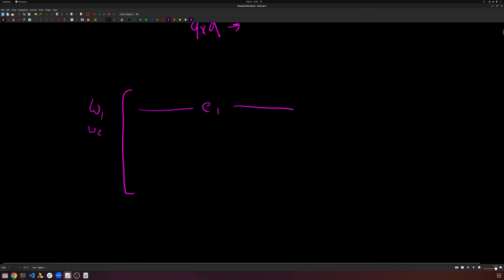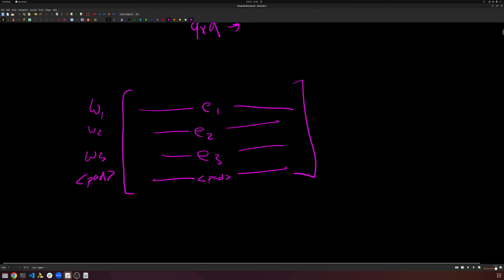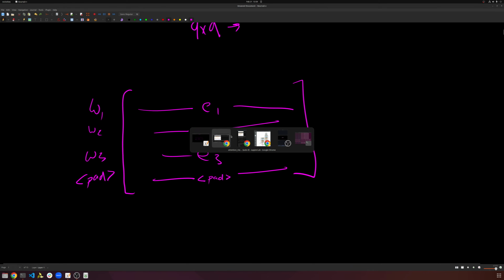Word 1, word 2, word 3, and then you'll have your special pad token. You'll have the embedding for word 2, you'll have the embedding for word 3, but then we're going to have the special pad token embedding. It's just a filler embedding that exists just to fill out our matrices so we can actually batch our tensors. But this pad token is going to mess stuff up.